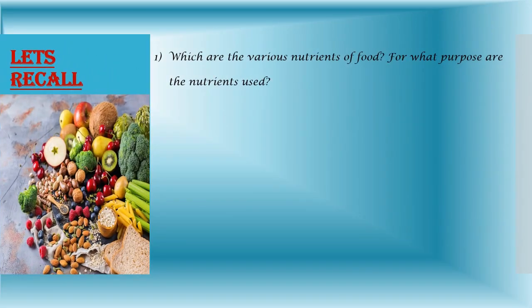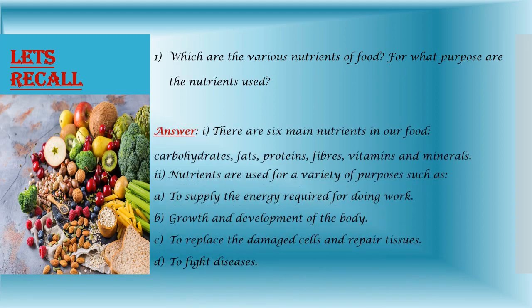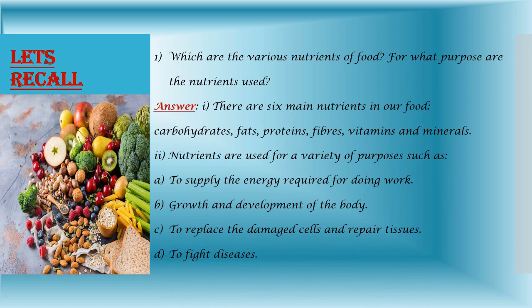Now students, let's recall which are the various nutrients of food. For what purpose are the nutrients used? Yes, there are 6 main nutrients in our food: carbohydrates, fats, proteins, fibers, vitamins and minerals. Nutrients are used for a variety of purposes such as to supply the energy required for doing work, growth and development of the body, to replace damaged cells and repair tissues, and to fight against diseases.